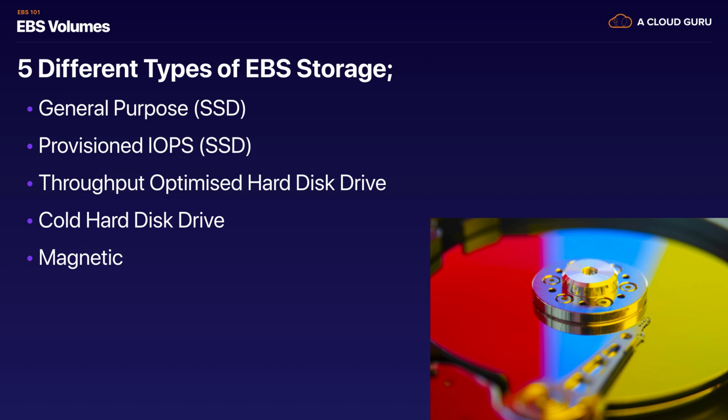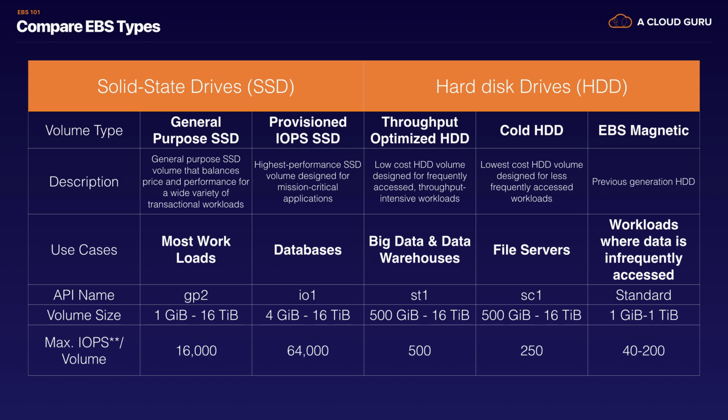So let's look at the different use cases for each one. Let's start with general purpose SSDs. So our SSDs are broken down into general purpose and provisioned IOPS. General purpose is basically designed for SSD volumes that balance price and performance for a wide variety of transactional workloads. And essentially its use case is most workloads. Now these API names you will need to know going into your exam. It does come up. They do sometimes use the API names. They certainly do it in the Certified SysOps Administrator Associate exam as well.